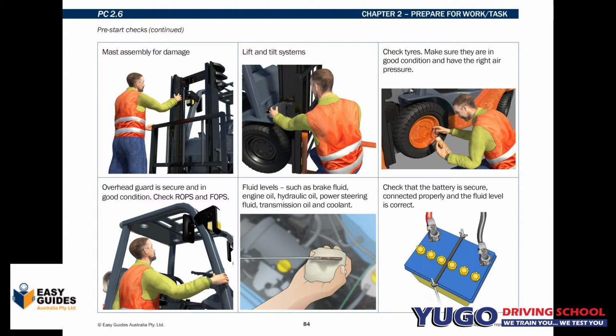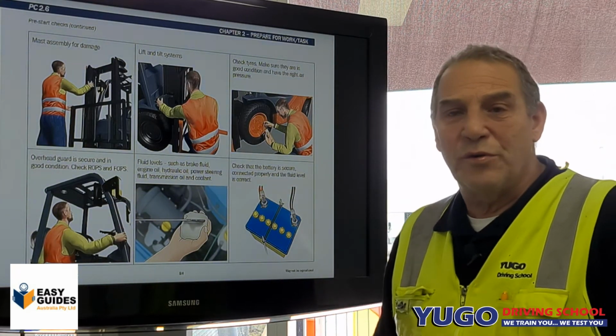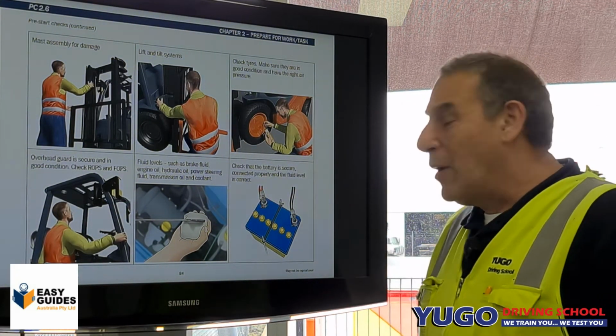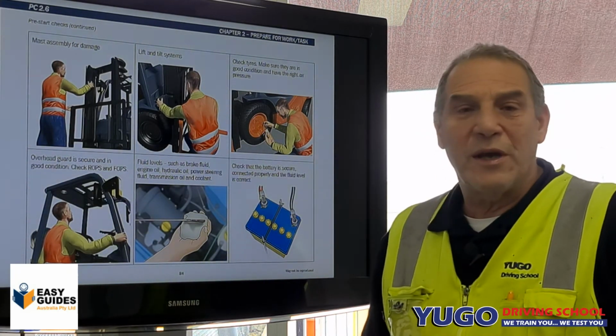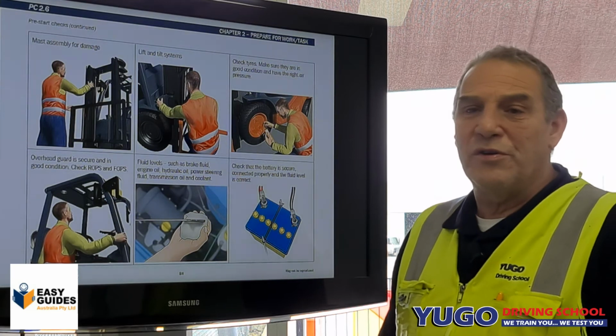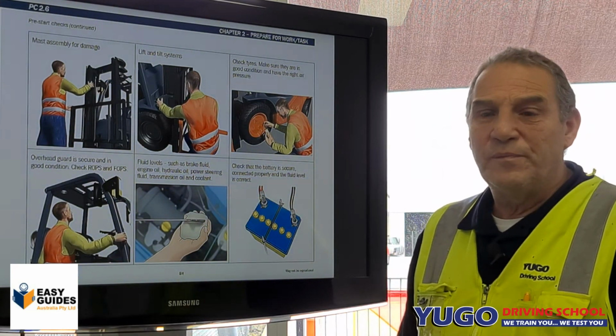Battery, depending on the type of battery. Some forklifts have sealed batteries. If you have a sealed battery, you'll have an indicator on it. Generally the light is green, it's good to go. Otherwise, you check the water levels on your battery. You check the terminals are connected properly. There's no corrosion on your terminals. You check your battery is securely fitted in the cradle.